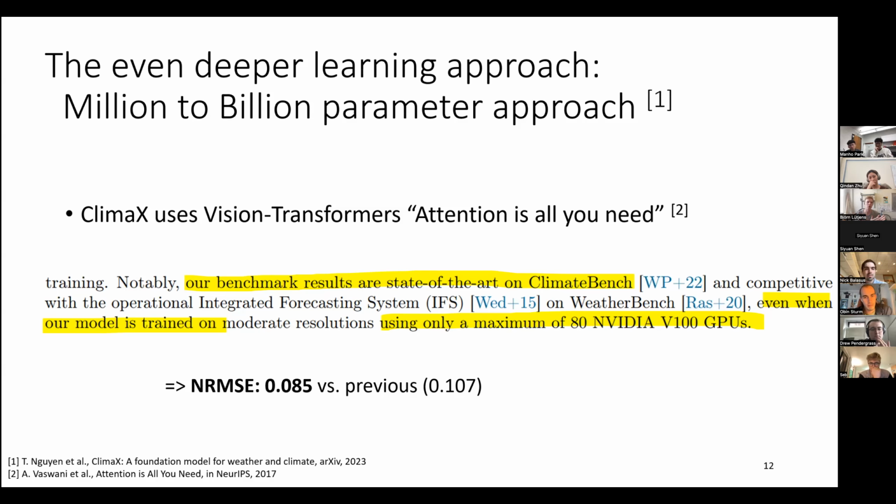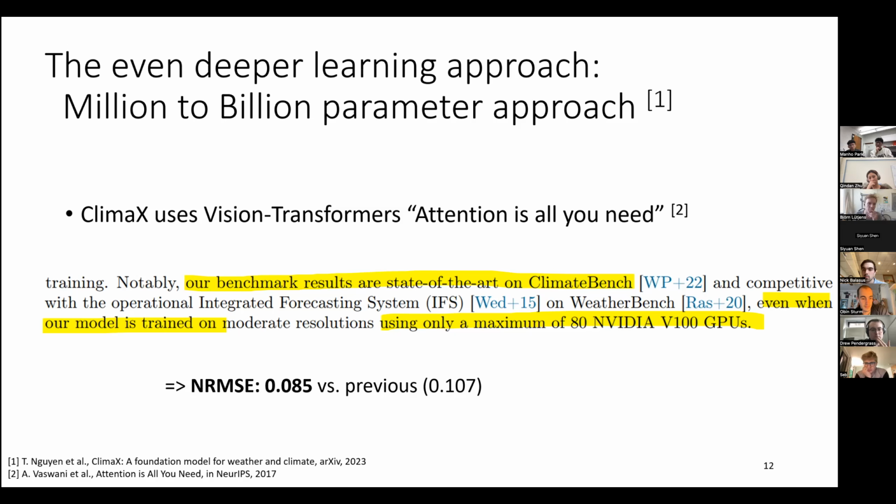So now we're going from 1 million to, I think, 100 million parameters. And this model is called ClimaX, and it uses vision transformers, which have become one of the state-of-the-art models. Published in this paper, Attention is All You Need. I think the paper was published in 2017, and by now it has about, how many? 10,000 citations. And so hugely impactful paper.